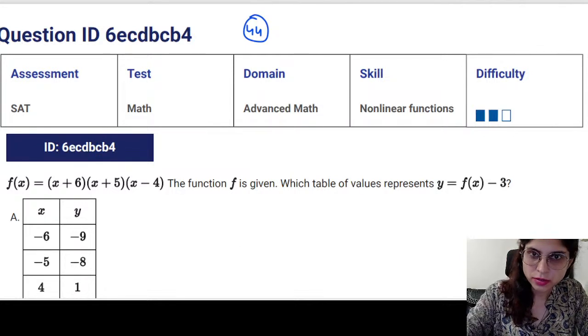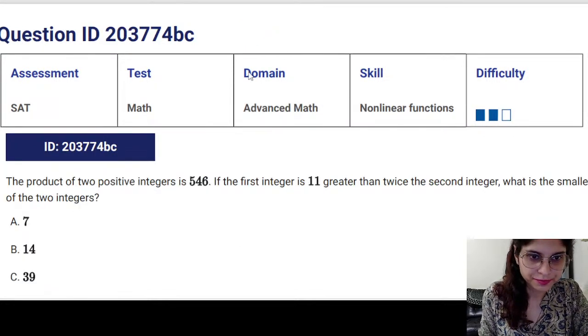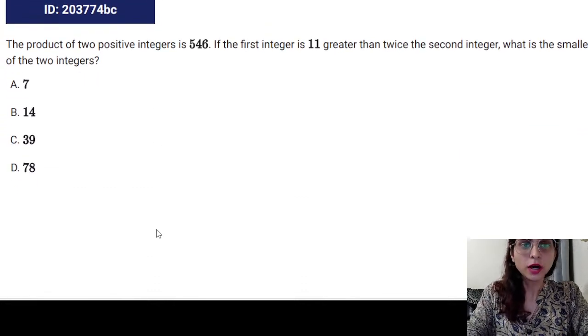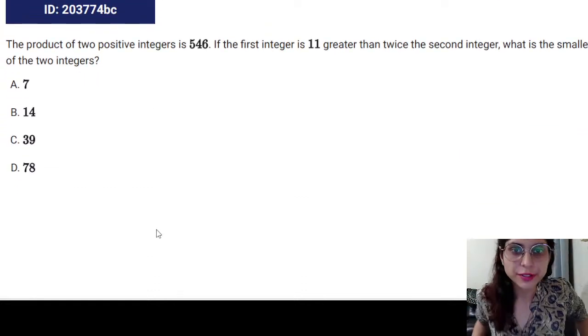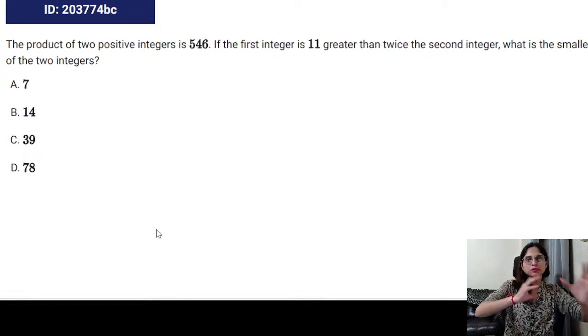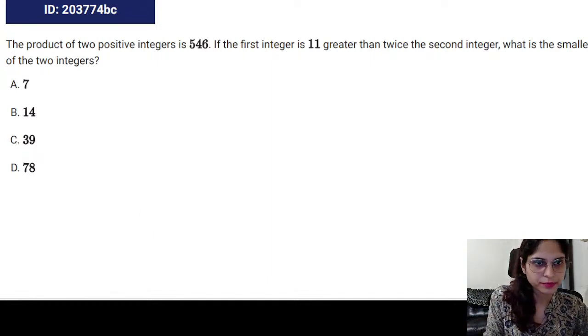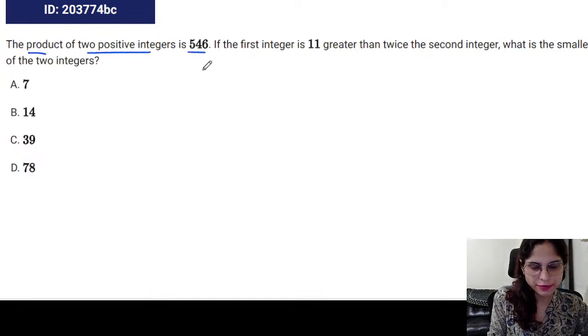The next question is actually 45. Yeah, so this is another question. Product of two integers is 546 and they will give the relationship between the two numbers. So that is why it will become a quadratic equation. So product means multiplication of two positive integers is 546.